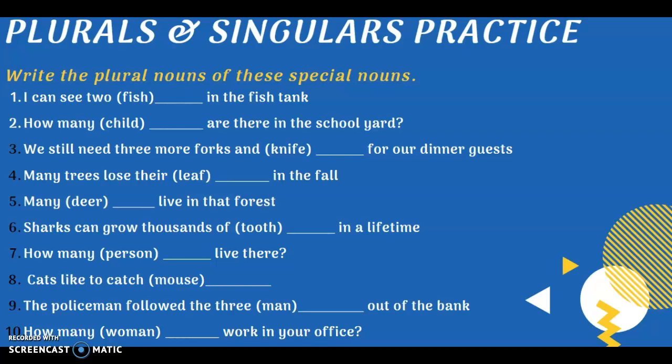According to this, you have to complete this activity using the plural nouns of these special nouns. So, for example, the first one is, I can see 2 fish in the fish tank. Fish me queda exactamente igual en plural. But in the second case, child, el plural de child es children. Entonces, mi frase va a ser, how many children are there in the schoolyard?